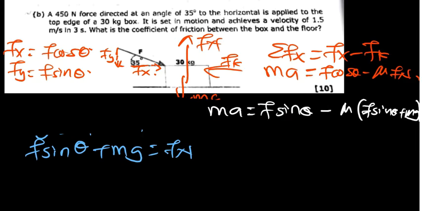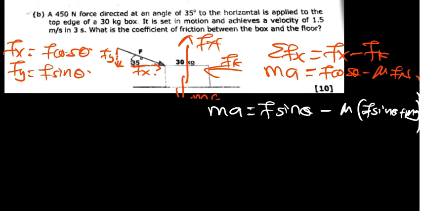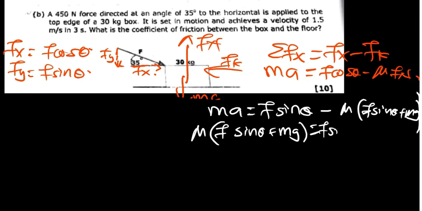Okay, now remember, we want to find the mu value. So what I'm going to do now is shift this to the left hand side, and then shift this to the right hand side. As simple as that. So let me get rid of this. So I'm going to say mu open brackets f sin theta plus mg has to be equal to f sin theta minus ma.